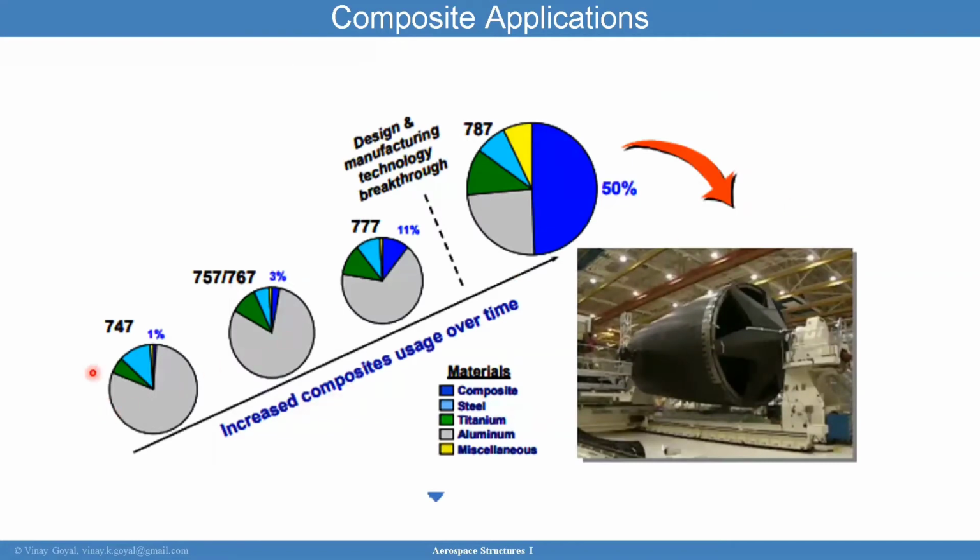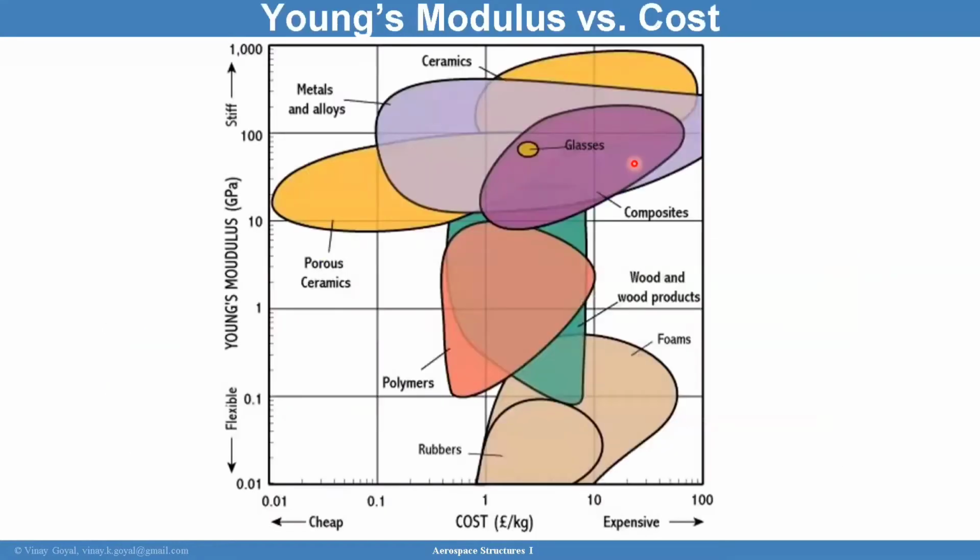You can see that here, 747, you're looking at 1%, 3%, 11%, 50%, and what an increase in the use of composites. And what that does is really give you that lightweight performance, the highest strength possible. What I'm doing here, I'm showing you a diagram. This diagram here allows you to understand the different materials and their cost relative to each other.